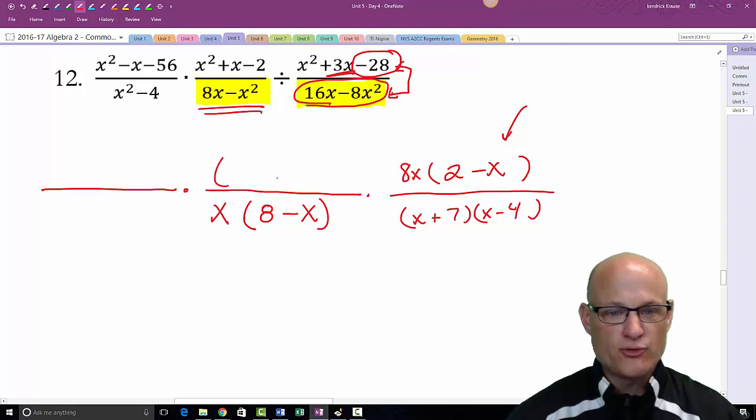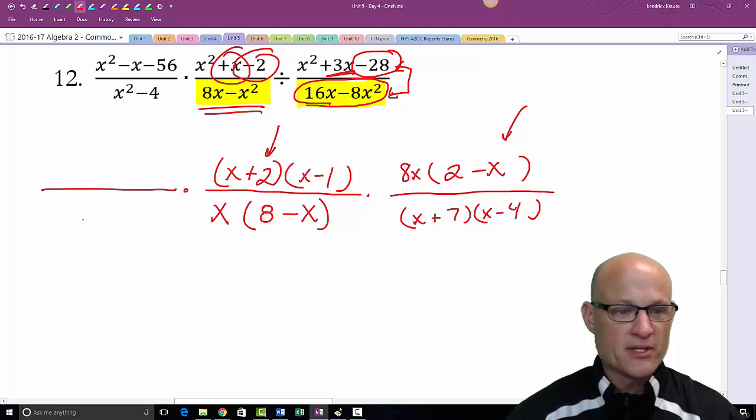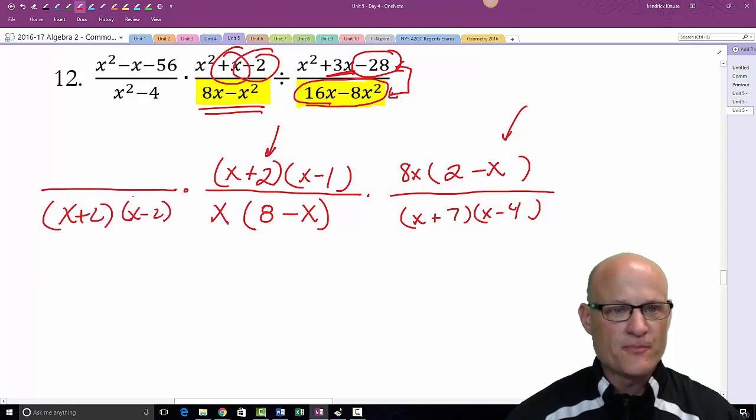Okay. The numerator, x and x. Negative 2. That means one's got to be positive, one's got to be negative, and there's only one way to multiply to negative 2, but because they have to add up to positive 1, the bigger one has to be positive. This one's easy. X plus 2, x minus 2.